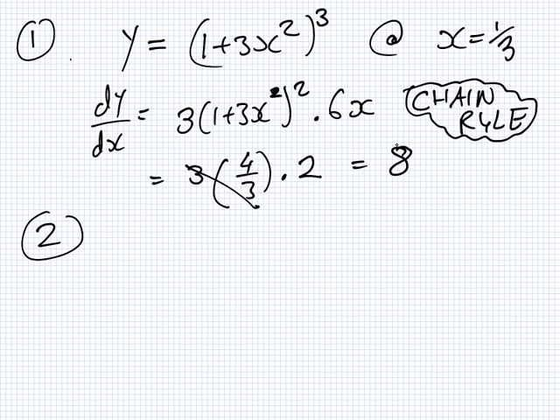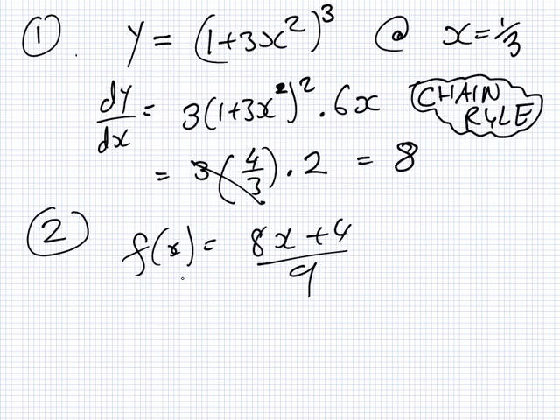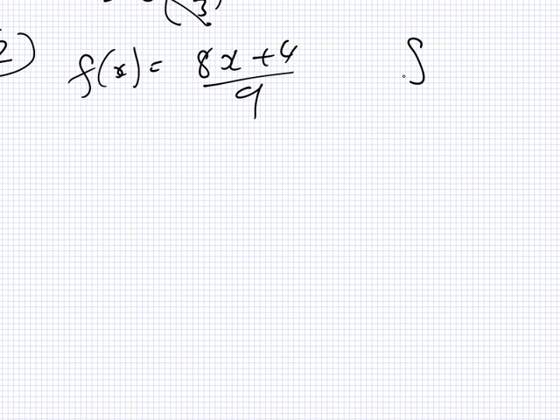All right, so that's number 1 then. A2: the function f of x is defined as f of x equals (8x plus 4) over 9. 8x plus 4 all over 9? All over 9. Work out f inverse of 12, and the absolute value of f of minus 5. Where's the absolute value? It's around the f, like this? Yes.